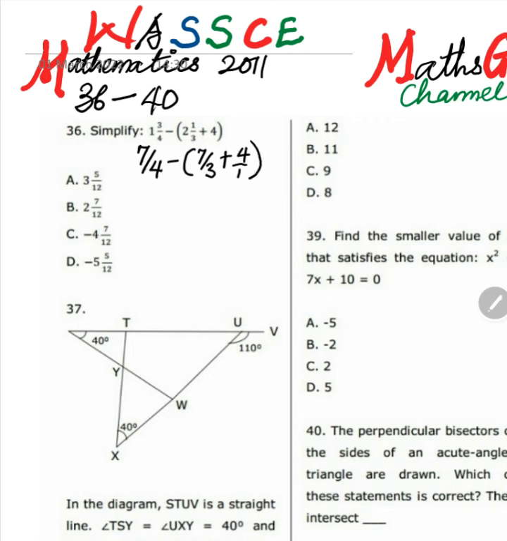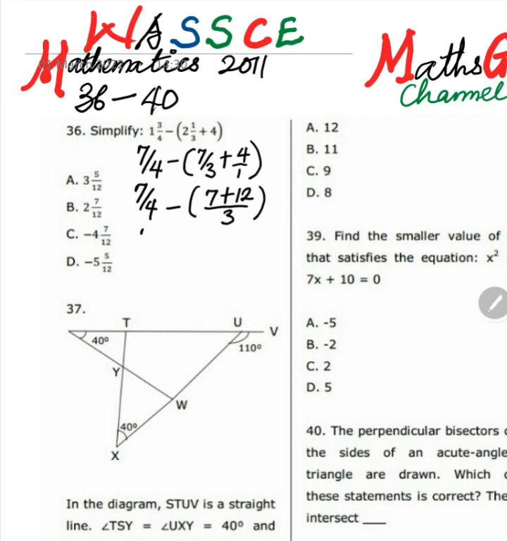Now, to resolve the expression in the brackets, we simply take the LCM of the denominators of the fractions there, which are 3 and 1. And the LCM is simply 3. So we are going to have 7/4 minus, we open our brackets, 3 divided by 3, we are going to have 1. 1 times 7, 7. Plus 3 divided by 1, we're going to have 3 times 4, we are going to have 12. So we close our brackets.